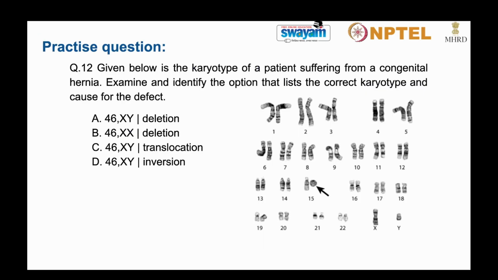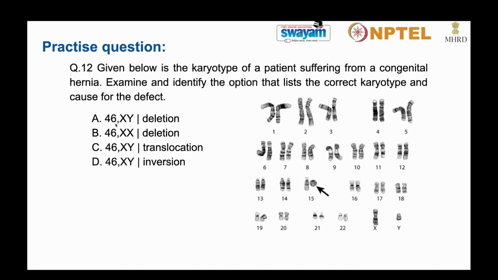Don't worry. Okay. So this is the question which says that given below is the karyotype of a patient suffering from a congenital hernia. Examine and identify the option that lists the correct karyotype and cause for the defect. So I hope you know what a karyotype is, right? Karyotype means for an individual, the entire chromosomal set which is present, we capture what chromosomes are present. So in this question, they are saying this is a karyotype of a person who is suffering from congenital hernia. So now observe this karyotype and say what do you observe? Where is the defect which is causing this hernia?